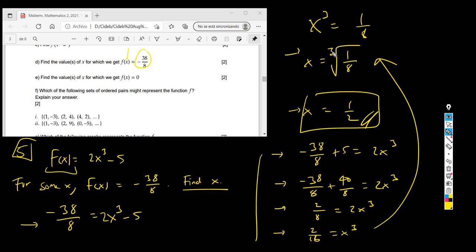That's it. But by the way, if you arrived at either at this point, that is good enough. There is no need to go to the most simplified version of the cubic root of 1/8. This is good enough. This is a little better.